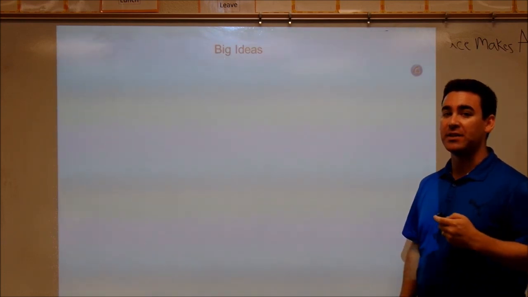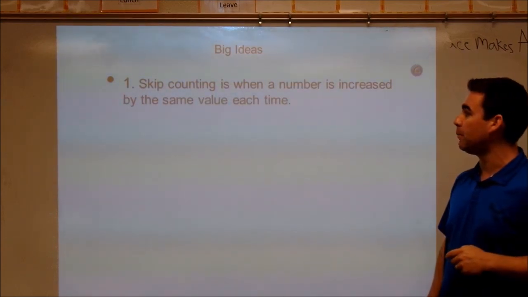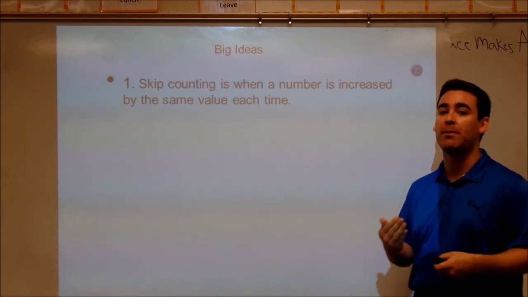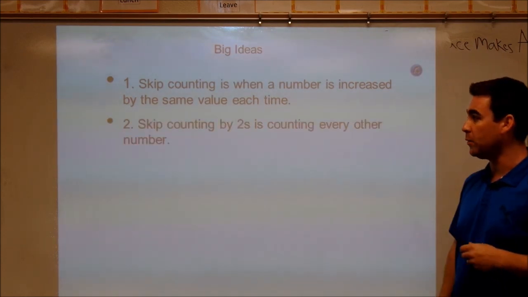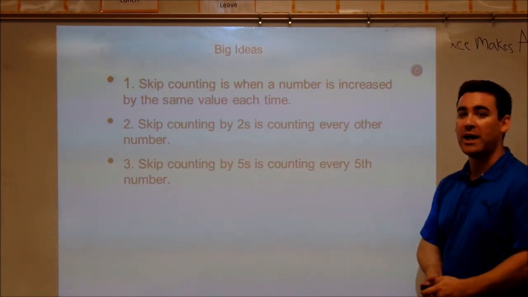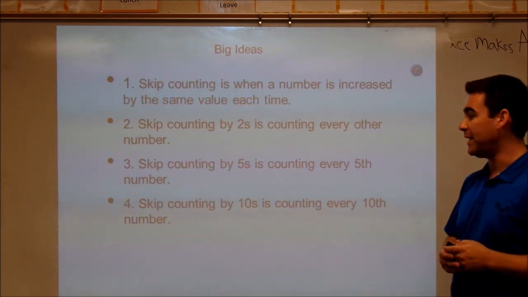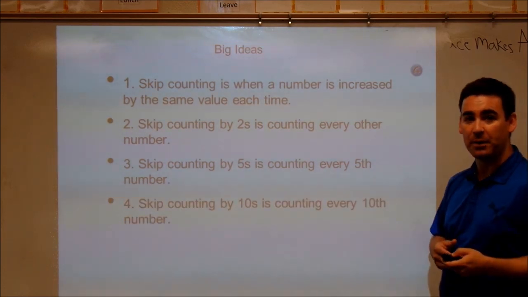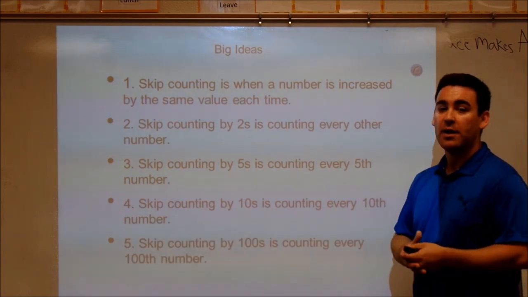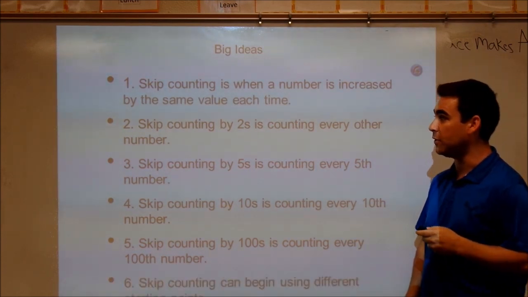Some of the big ideas that we're going to be working on in this math lesson is that skip counting is simply when a number is increased by the same value each time, going up by the same amount over and over again. When we are skip counting by 2s, it's every other number. When we count by 5s, once again, it's every 5th number. When we're counting by 10s, we're counting every 10th number, and when we're counting by hundreds, we're counting every 100th number. The point is that we are skipping a certain amount of numbers every single time.